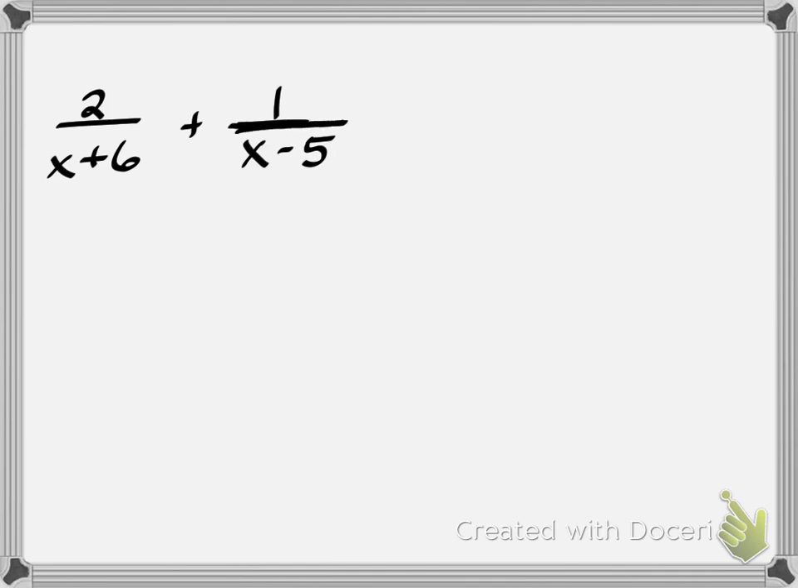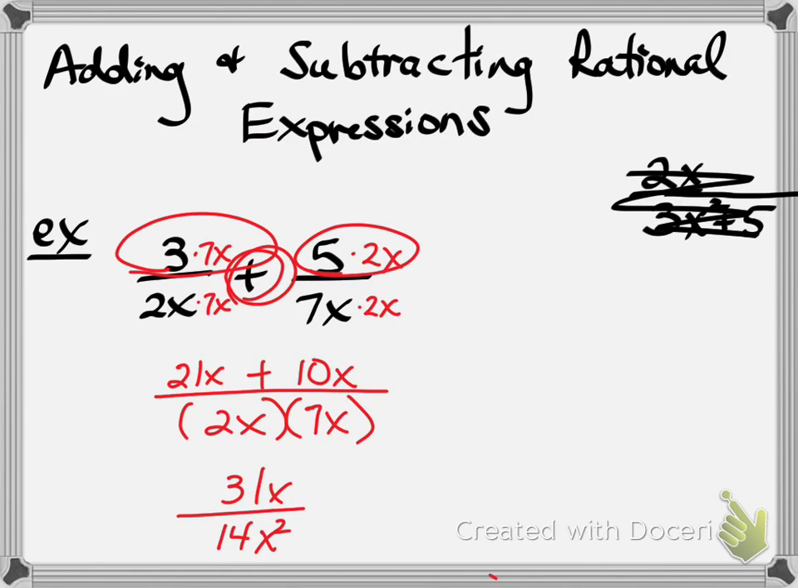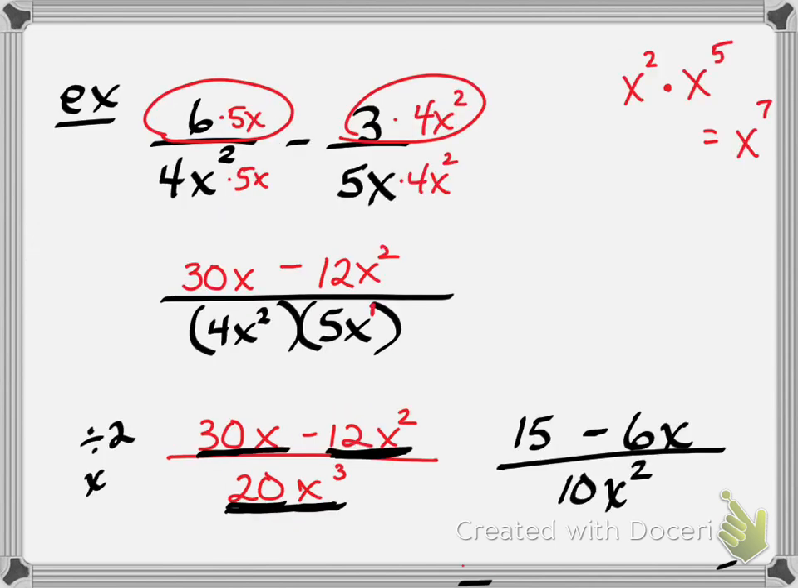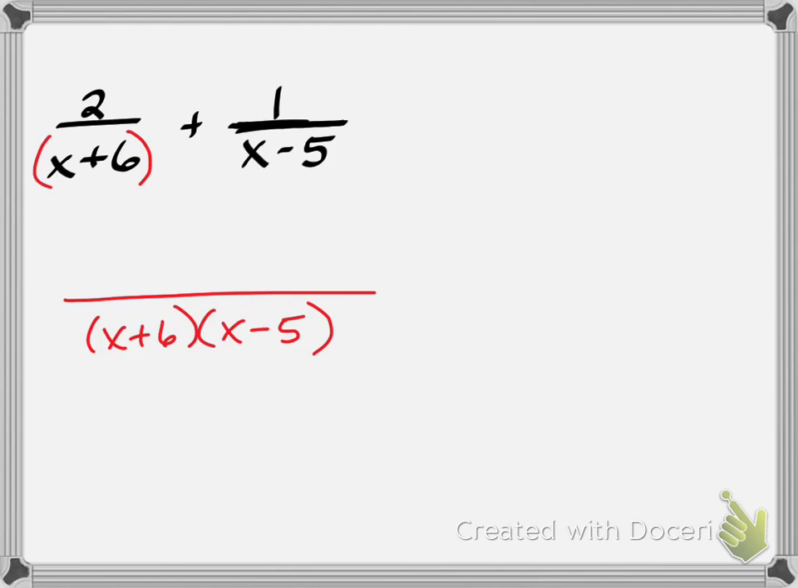Now, this is a little different. Both of these had just one term in the bottom, just a 2x or a 7x, a 4x squared, a 5x. This time we've got x plus 6. It's 2 terms down there. So still all we're going to do to get that common denominator is to multiply those 2 terms together. And still all we're going to say is, well, this fraction needs the x minus 5. This fraction already has x minus 5. It needs the x plus 6.